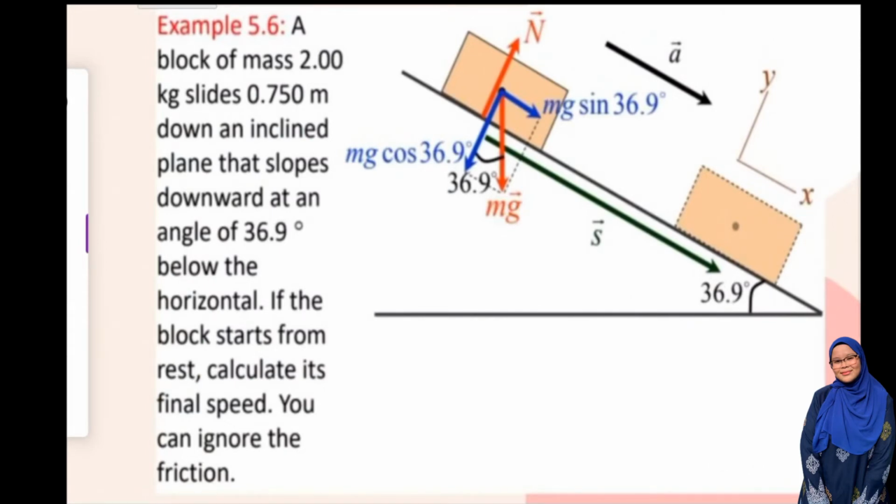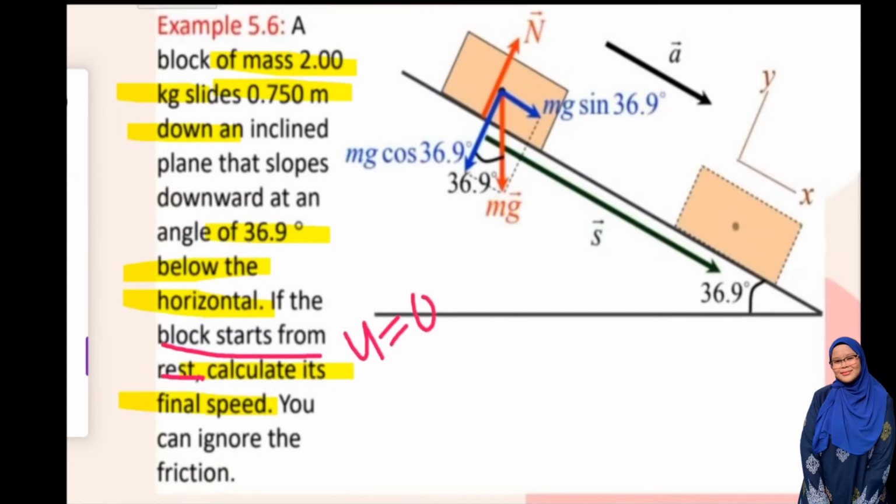The question is, a block of mass 2 kg slides 0.75 meter down an inclined plane that slopes downward at an angle of 36.9 degree below the horizontal. If the block starts from rest, calculate its final speed. You can ignore the friction. So first of all, when we read the question, we have to know what exactly the question wants. So dia kata question asks us to calculate its final speed. Okay, ni kita tengok block starts from rest kan. So we have u is equal to 0. And then we will calculate the final speed, so final speed kita v.